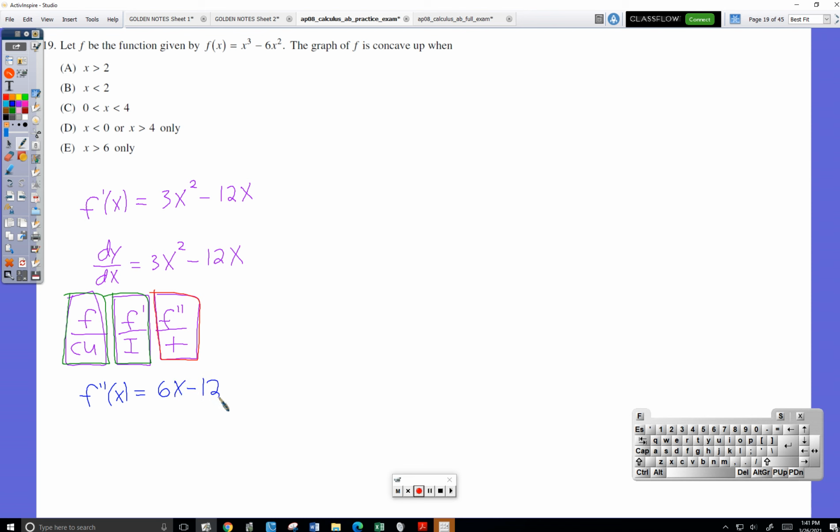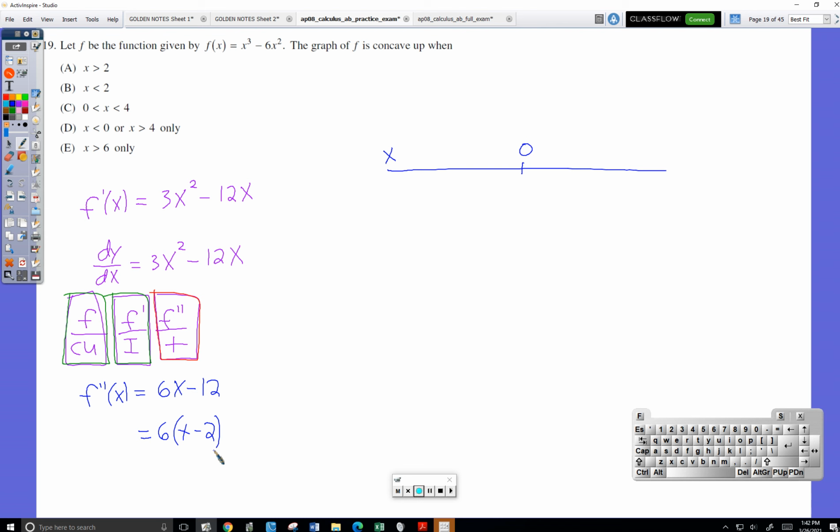Okay, so we want a sign chart of f double prime. So I draw a line. Do you remember the first step in making a sign chart? Yeah. Shall we put that? So we need to factor it. So it's going to be 6x times x minus 2. Keep talking, you're doing great.